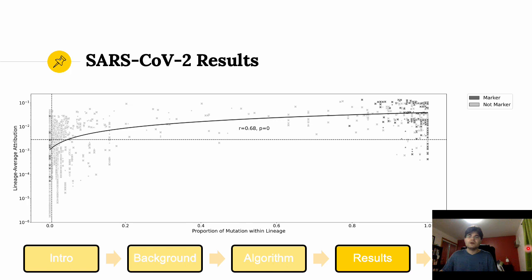Finally, we note that 25 markers were not identified using high attribution, but did have high frequency. We note that each of these were from lineages that were undersampled relative to the rest. In fact, these lineages had somewhere between 30 to 50 members, and this was significantly lower than the other ones.